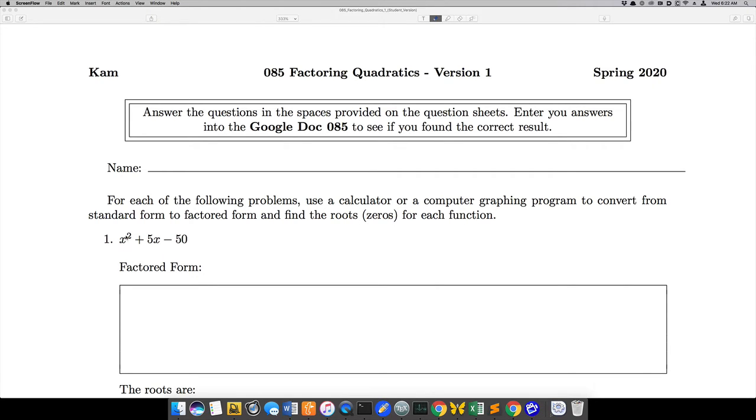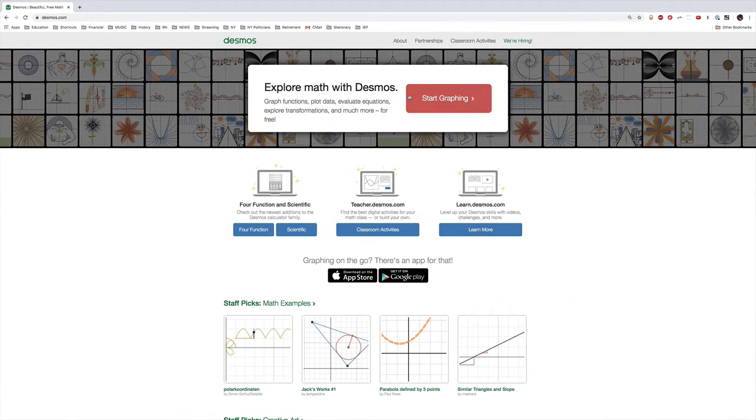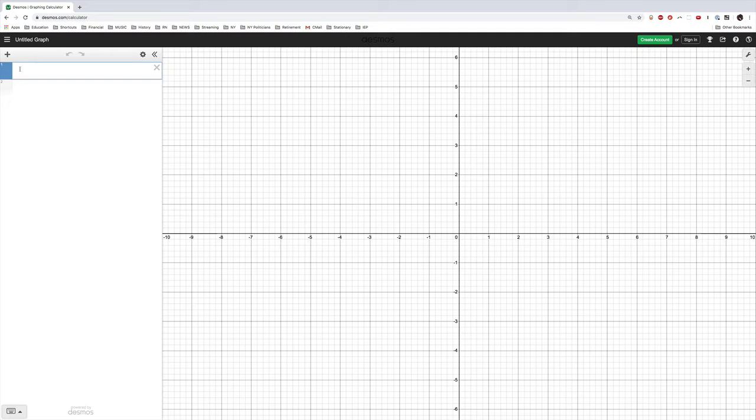So we're going to take this x squared plus 5x minus 50, and we're going to put it into a calculator. In our case, we're going to use the program Desmos. It's in the link below if you don't know where it is. You're going to go to Desmos and click Start Graphing. Right up here where it says number 1, you're going to type in the first equation.